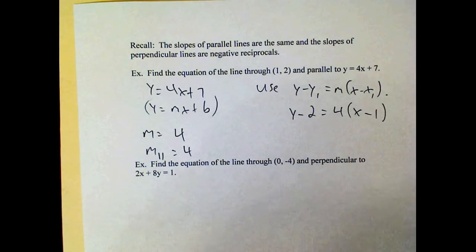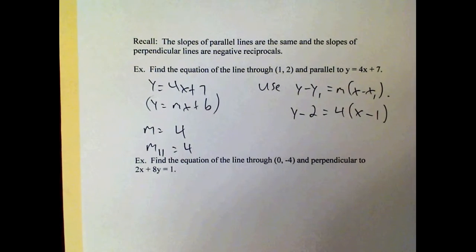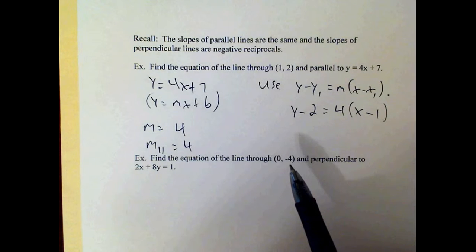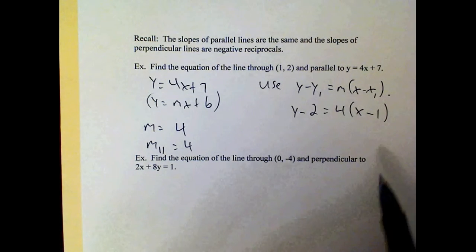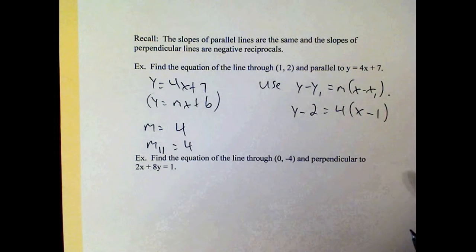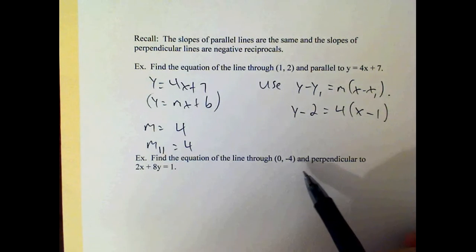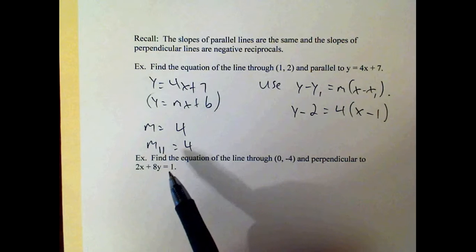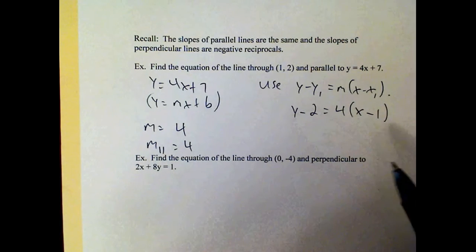Now let's look at this example. We're asked to find the equation of the line through (0, -4) and perpendicular to 2x plus 8y equals 1. Now we have our point, and we're given the line to find the slope of. So when we find the slope of that line, we can then find the slope of the line perpendicular to it. That's what we're going to do.